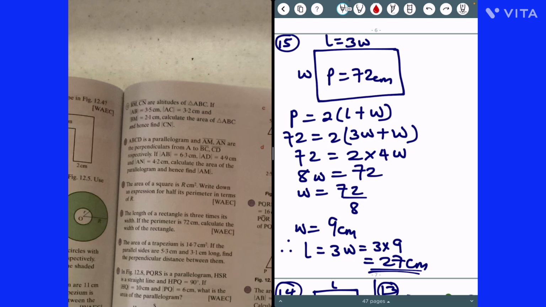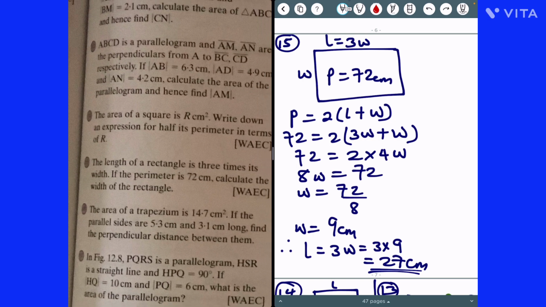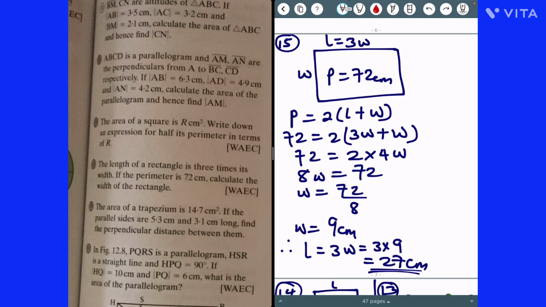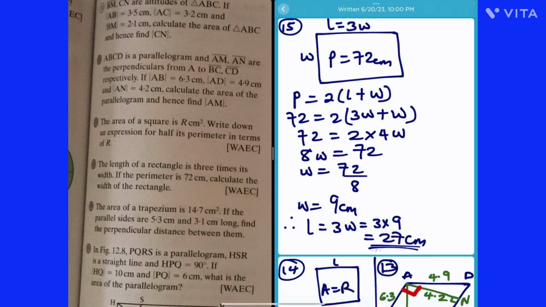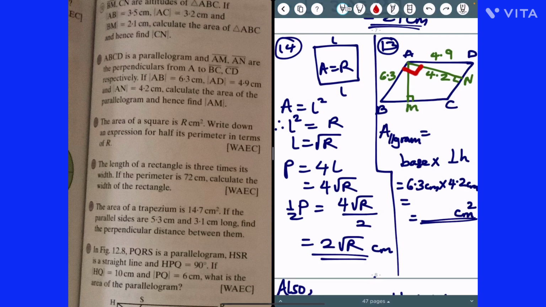Question 15 now. Question 15 says the area of a square is R centimeters. Write down an expression for half its perimeter in terms of R. Okay, that was question 14. That's question 14, not 15. The area of a square is R centimeters. Write down an expression for half of its perimeter in terms of R.